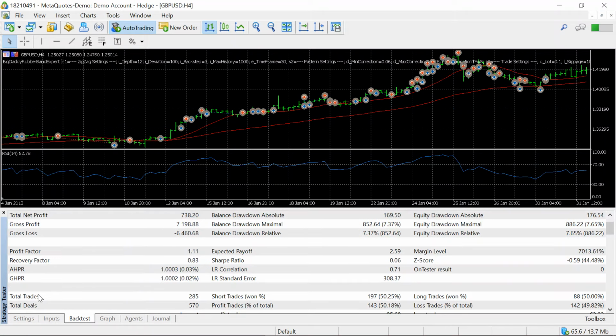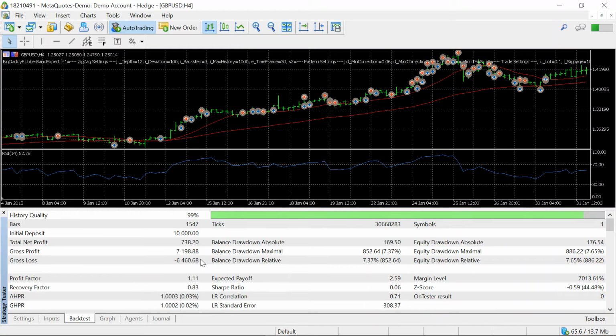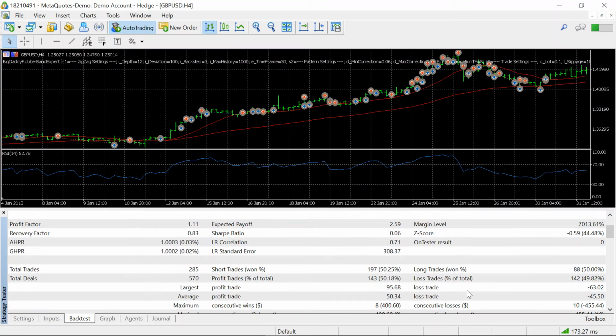So let's see, total trades were 205 with a profit of 738, so we were profitable. Looking at the long trades and short trades, it looks like the majority of our trades were short trades, so sell positions, and about 50.25% of them were profitable. Winning would be profitable. Long trades were 88, and we got somehow exactly 50% of that.